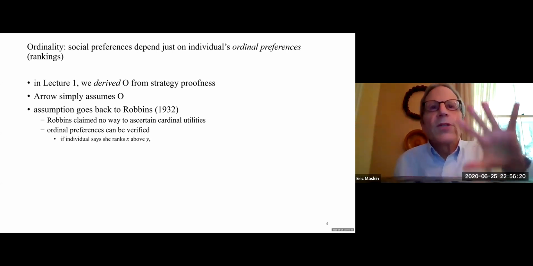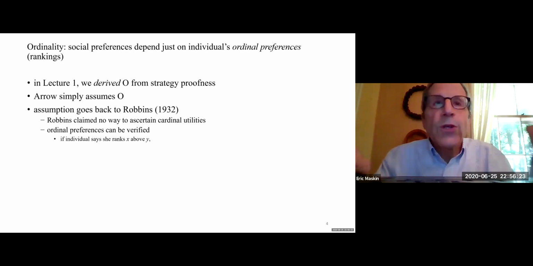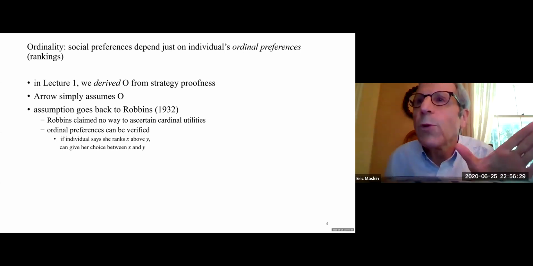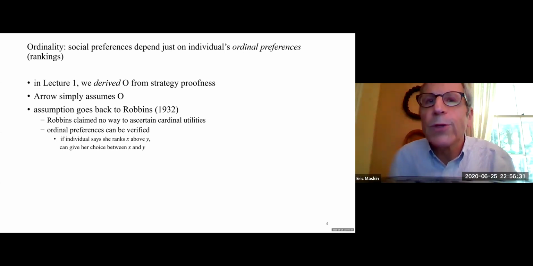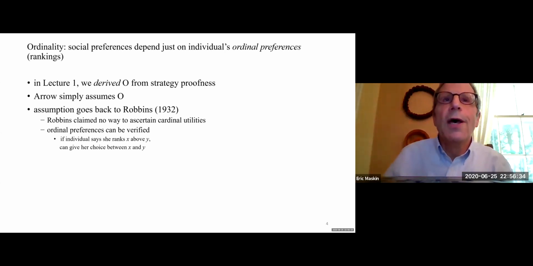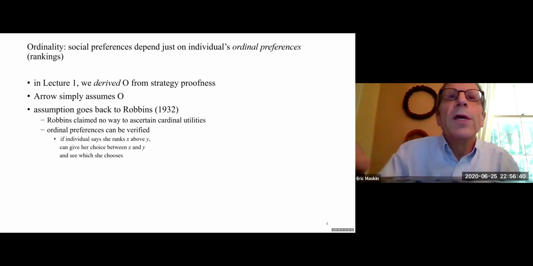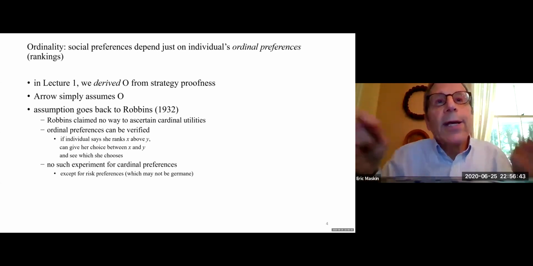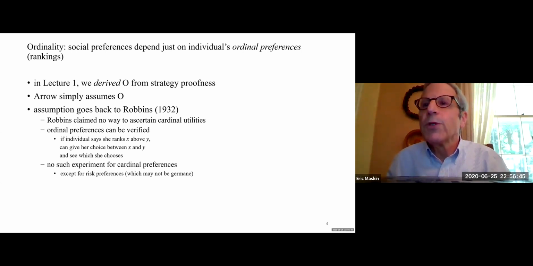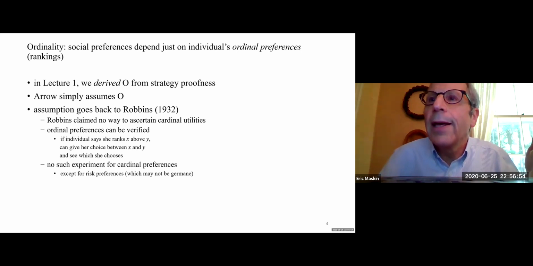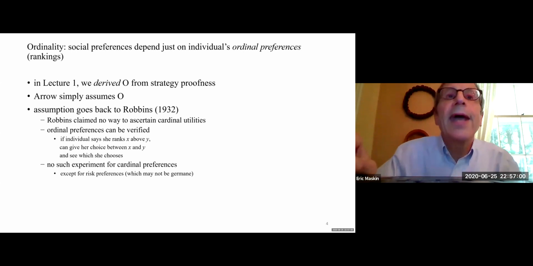Robbins rejected all that because he said that there isn't anything scientific about cardinal utility. There's no way, if someone claims that these are my cardinal utilities, that you can test that. By contrast, you can verify ordinal preferences. If someone says that she ranks X above Y, there's a test that you can perform, an experiment you can perform. You can give her a choice between X and Y and see which one she chooses. If she chooses X, then indeed she does rank X above Y. There's no corresponding experiments with cardinal utility, except in the case of risk preferences. You can give people lotteries to ascertain their risk preferences. But if we're talking about a choice situation which doesn't involve risk, then risk preferences aren't germane anyway.